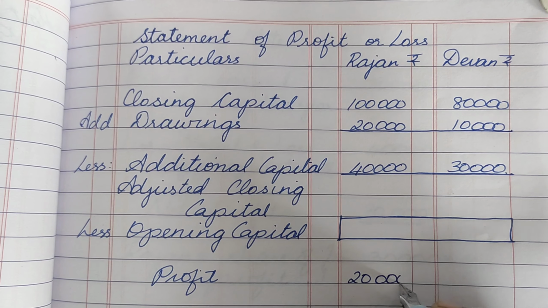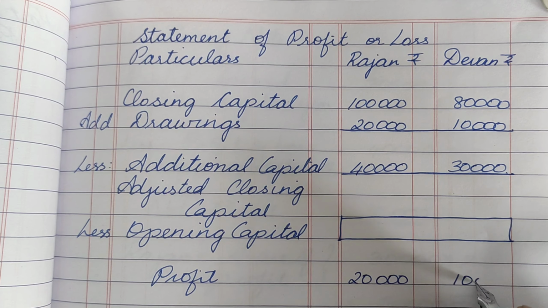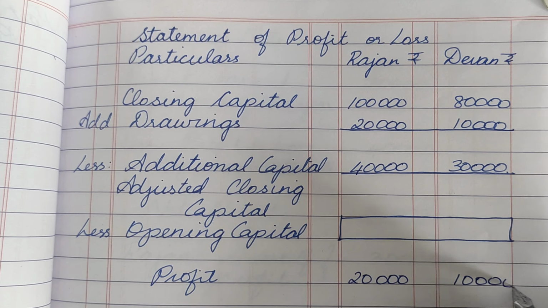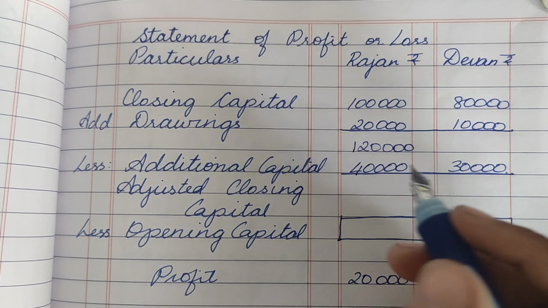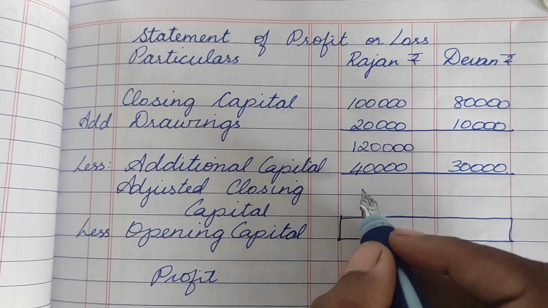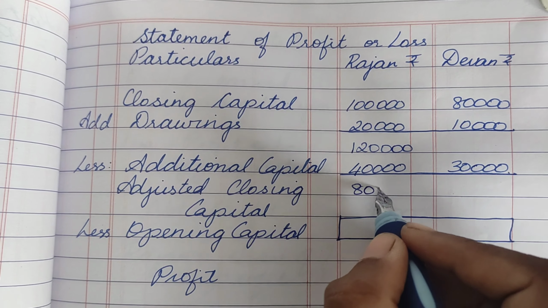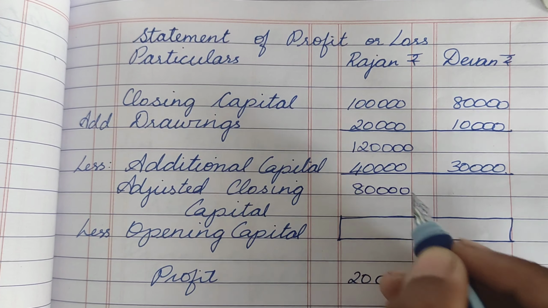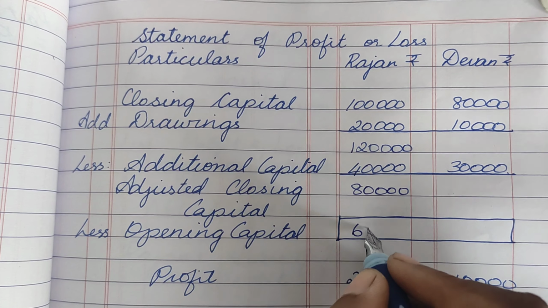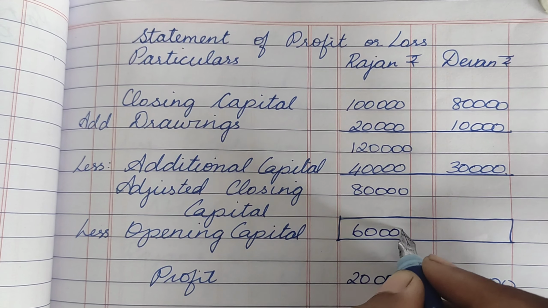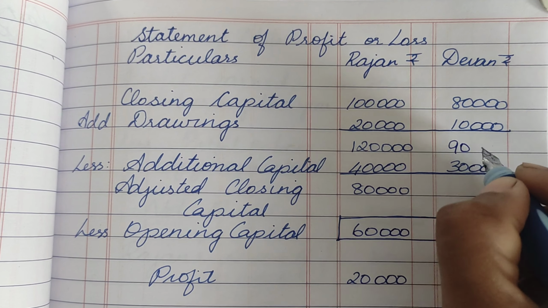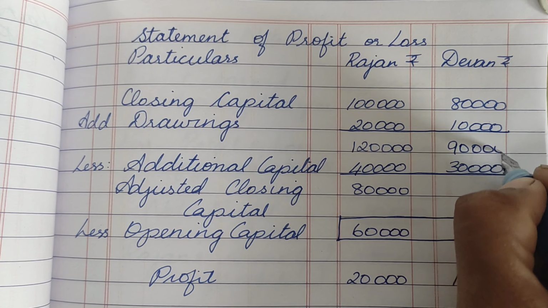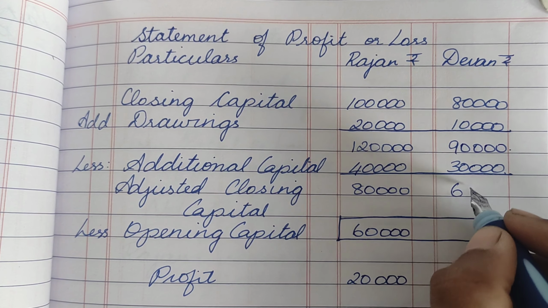So 1 lakh plus 20,000, I get 1 lakh 20,000. Now the additional capital of Rajan is 40,000. So 1 lakh 20,000 minus 40,000, I get 80,000 as adjusted closing capital. And then I have the opening capital which is missing and the 20,000 as profit. So how can I find the opening capital? Now we've got a profit. That means the adjusted closing capital will be a greater number than the opening capital. Therefore, I'm going to subtract the 20,000 from the 80,000 to get the opening capital of 60,000 for Rajan.